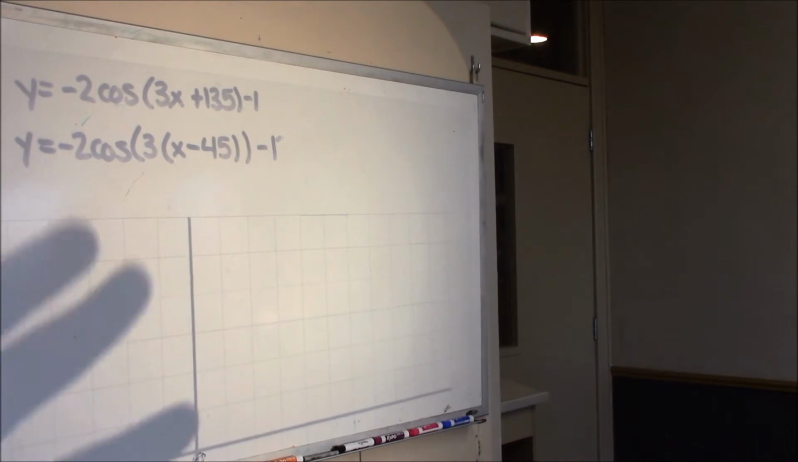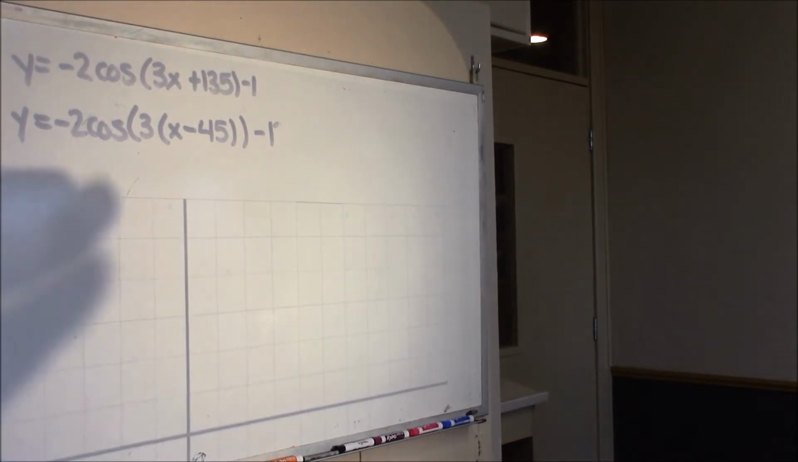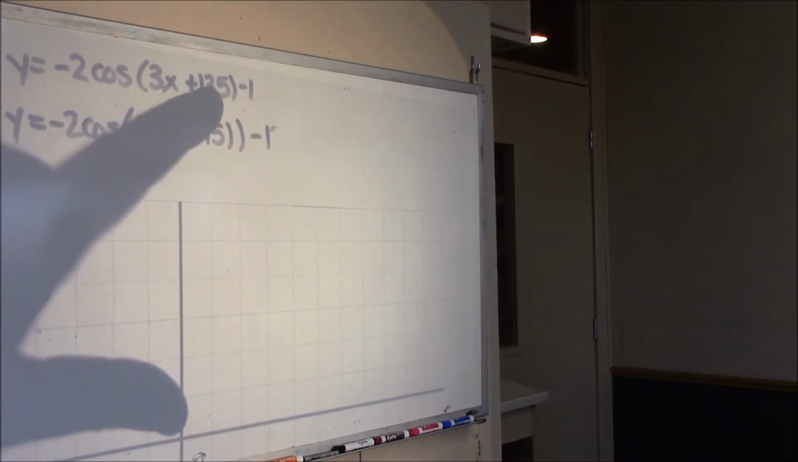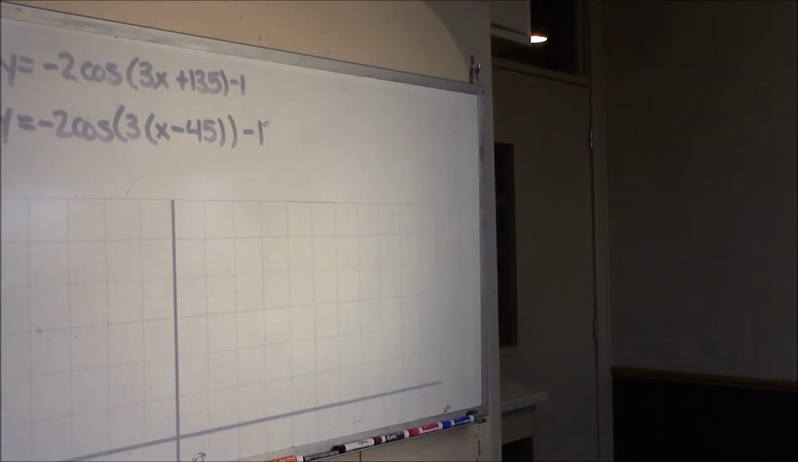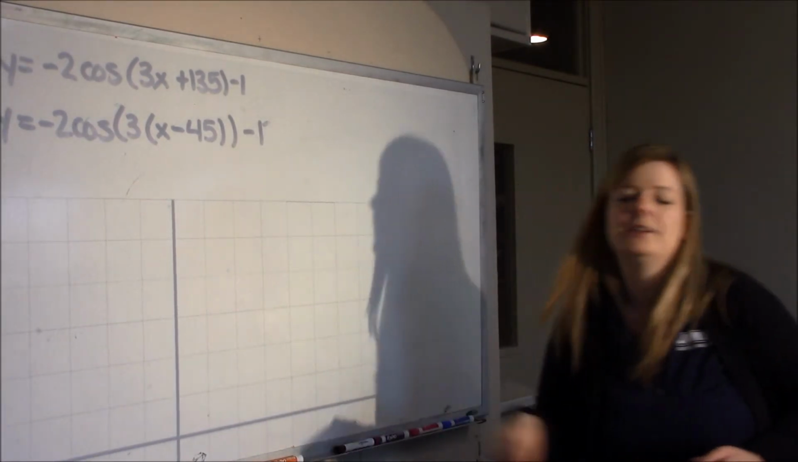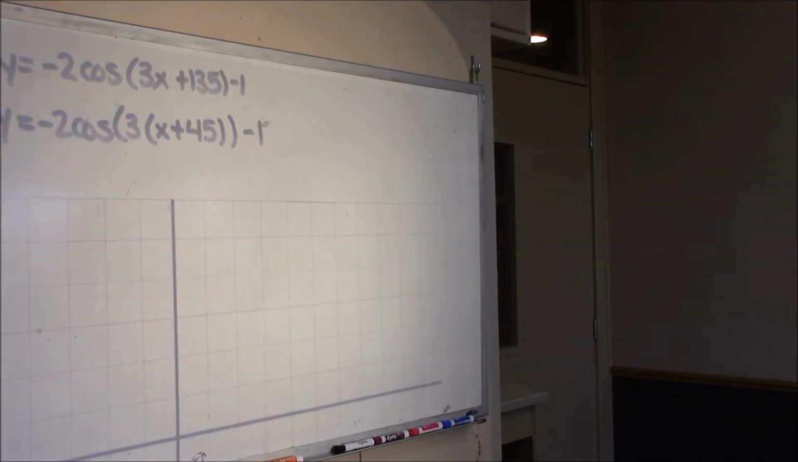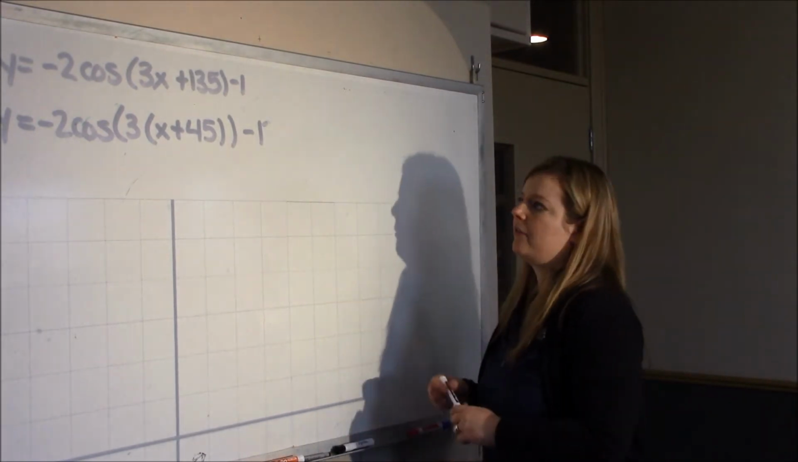So here we go. We have -2 cos 3x plus 135 minus 1. We have to factor out the k to give us this. So 135 divided by 3 is 45. And sorry, that should be a plus. That's my bad there. Okay. There you go. So let's take some time to analyze this before we start graphing.